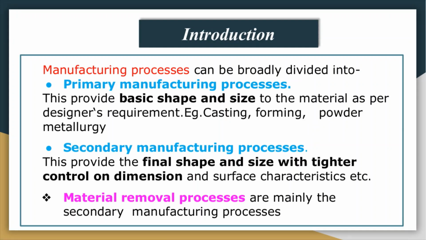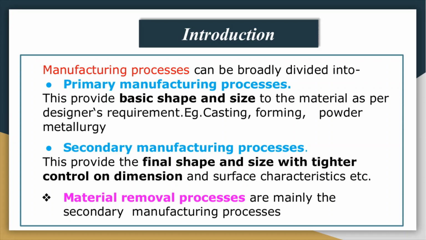Before going to classification, we'll summarize what is meant by manufacturing process and what is meant by non-traditional machining processes. As we know, our manufacturing processes are broadly divided into two groups. First is the primary manufacturing processes, where basic shape and size is provided to the material as per the designer's requirement. In that, casting, forming, powder metallurgy, this kind of process comes.